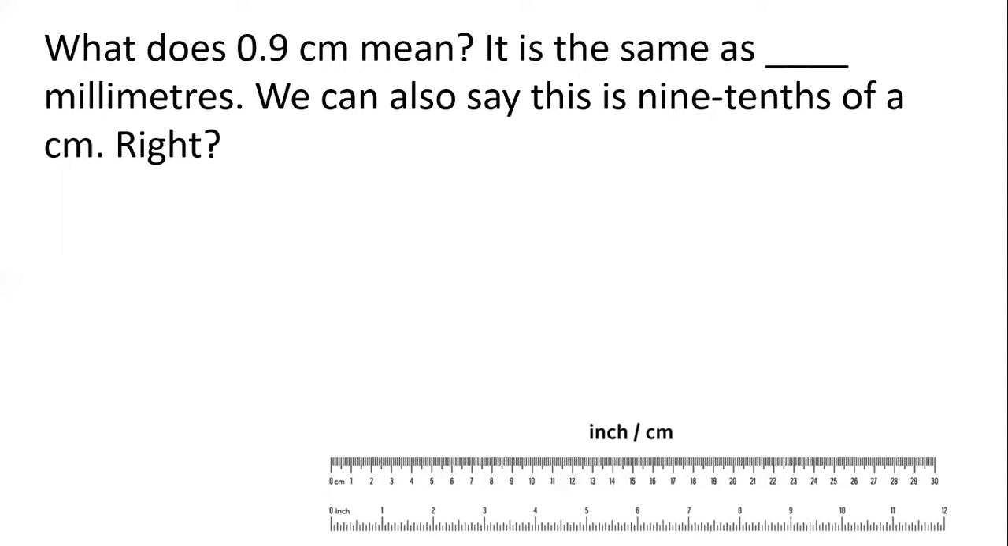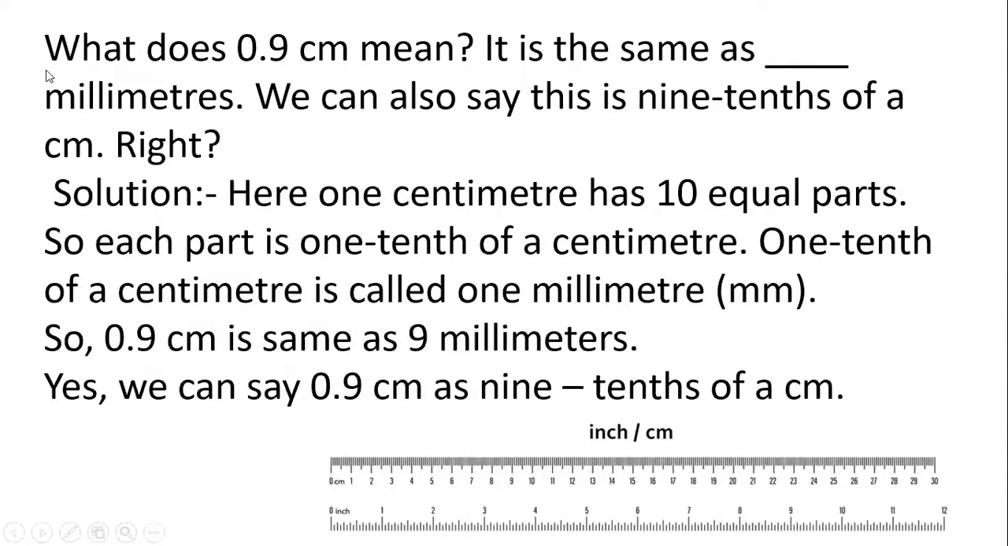Zero, one decimal is there, so we can write this as 9 by 10 of a centimeter. Now look, we have to write the answer. You can write whatever is there on the board, or you can write the story I mentioned here. 1 centimeter has 10 equal parts, so each part is 1/10 of a centimeter. 1/10 of a centimeter is called 1 millimeter. So 0.9 centimeter is same as 9 millimeters.